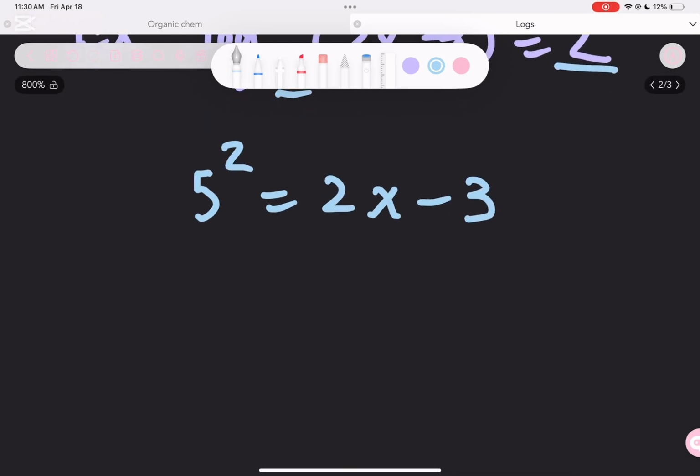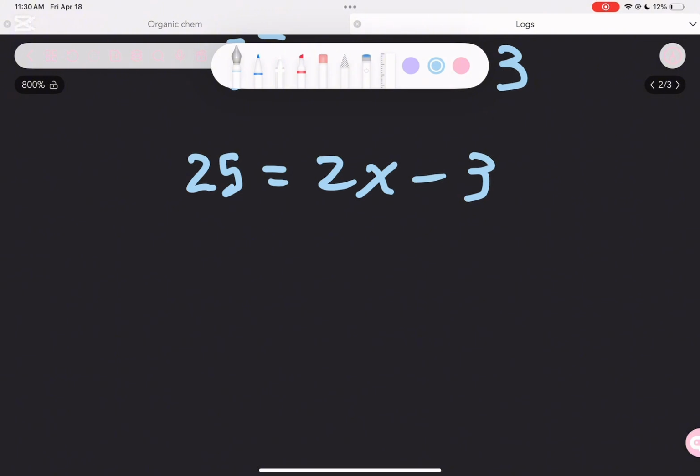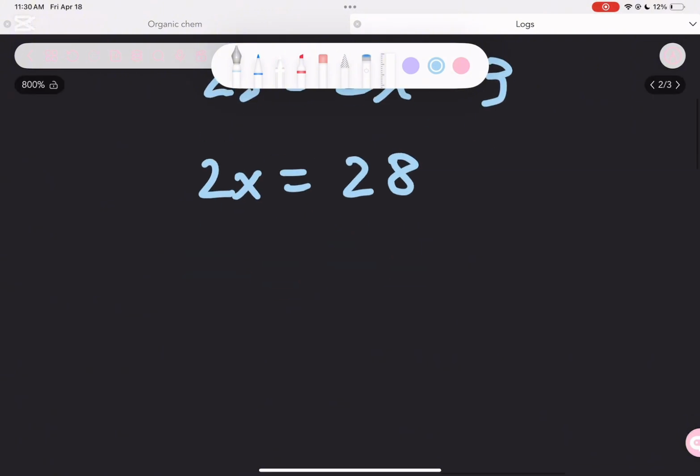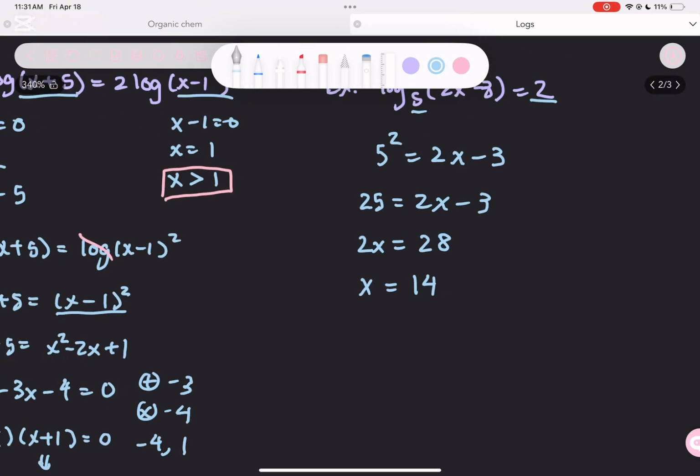And we know that 5 squared is equal to 25. So we just put that here, and now we want to solve, okay? So 25, if you add 3 to both sides, then 2x will be equal to 28. And then dividing by 2 on both sides, x is equal to 14. That's not too bad, right?